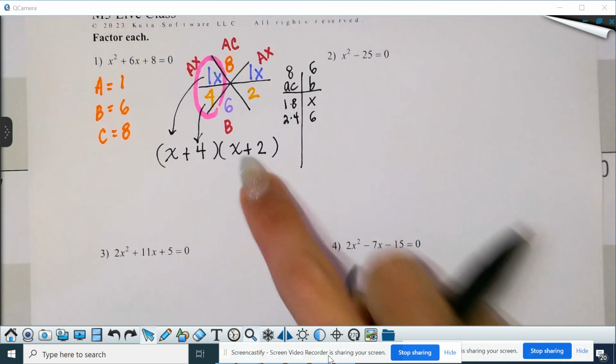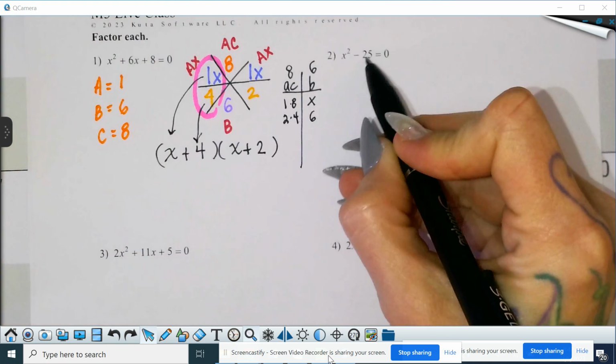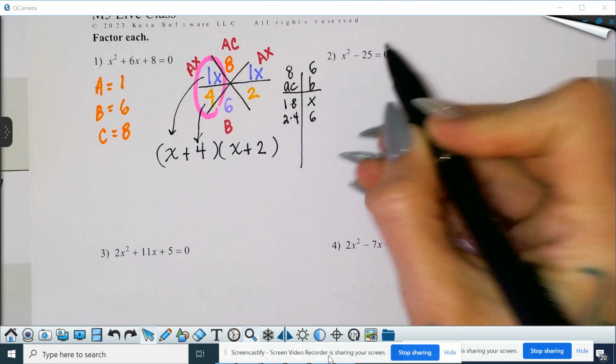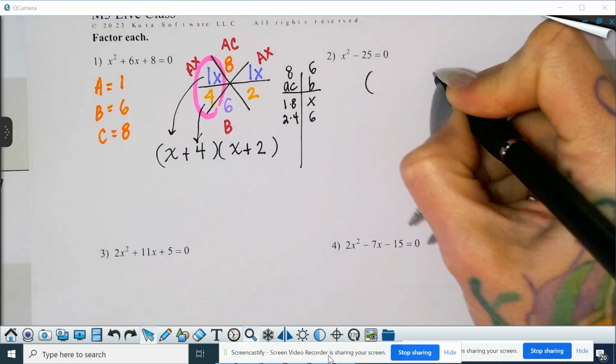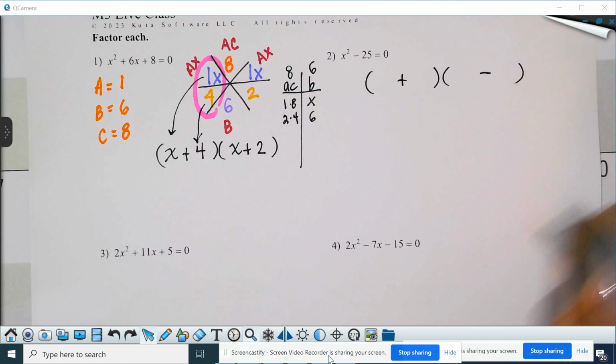I would not do that. I would remember that if both of them are square rootable, like I can take the root and they're perfect squares, just know there's going to be 2 sets of parentheses. One's going to be positive and one's going to be negative, because every time you take the square root of any number, you have a positive and a negative.